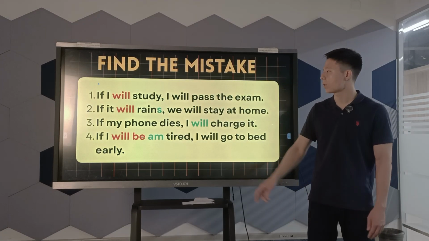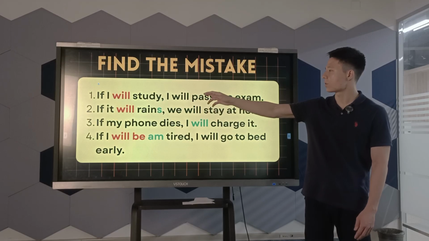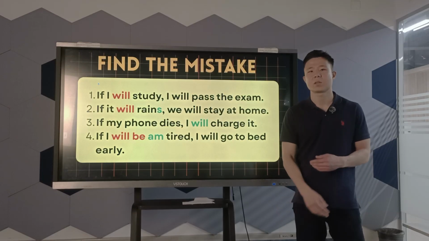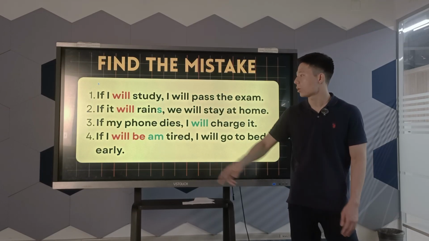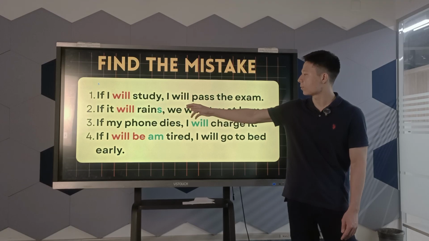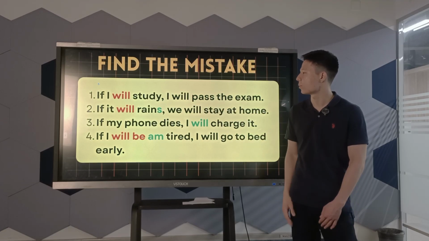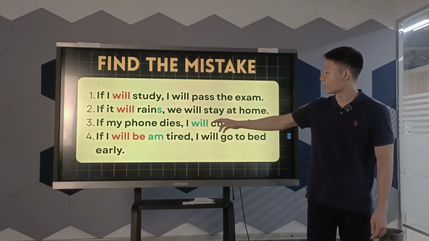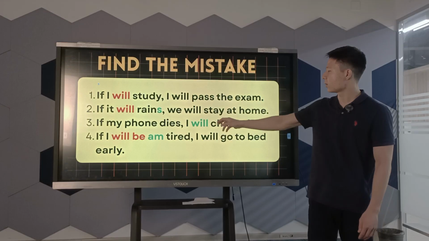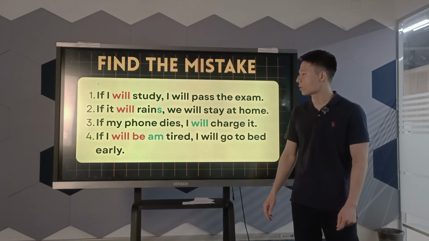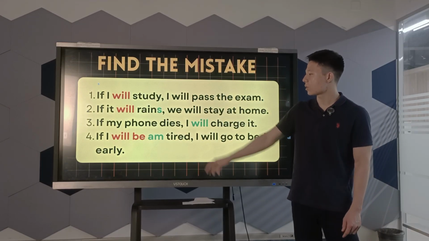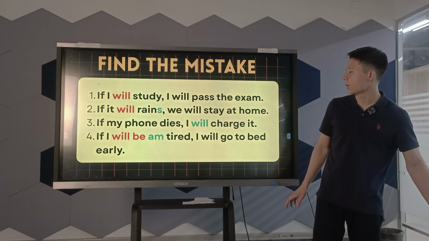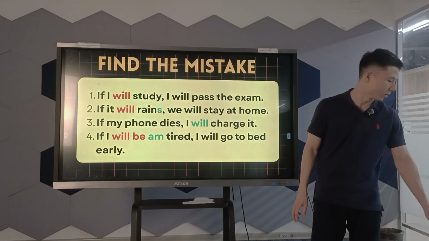So in the first part, as I said, the mistake is the will. In the second part the mistake is also the will. Also, since it's present simple, because of the pronoun it, we should add the additional s to the verb, so it rains. In the third part the mistake is that the will is omitted, so we added will. And the first part is in future simple, but it should be present simple. So it will be: if I am tired, I will go to bed early.